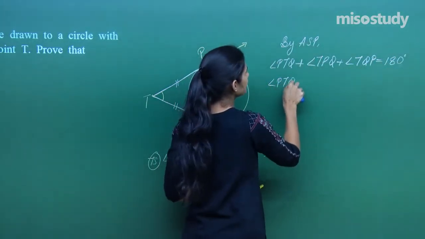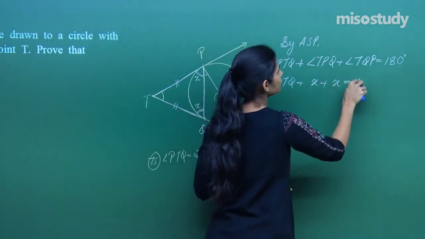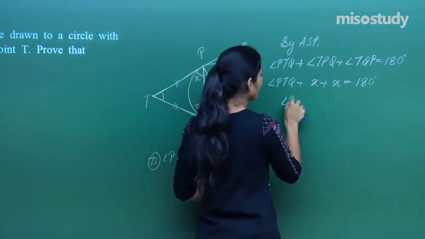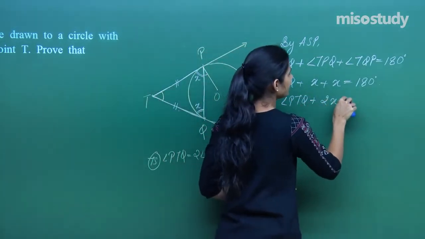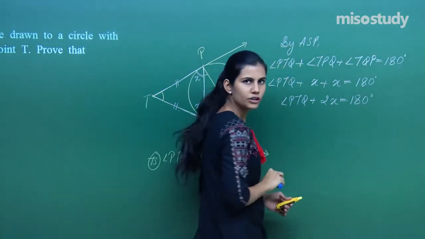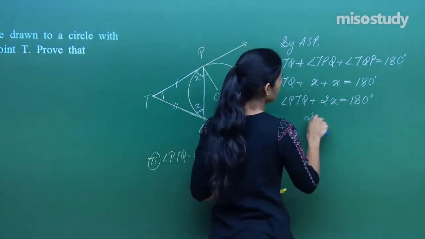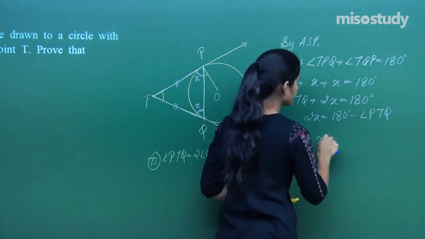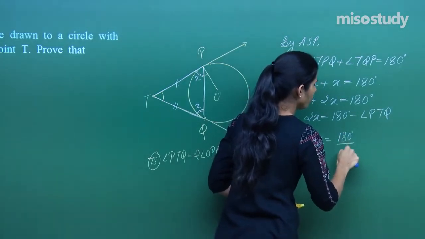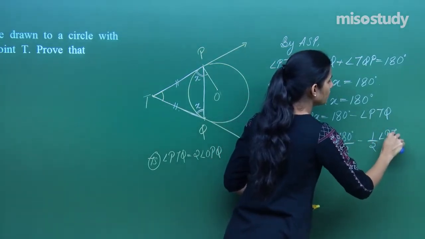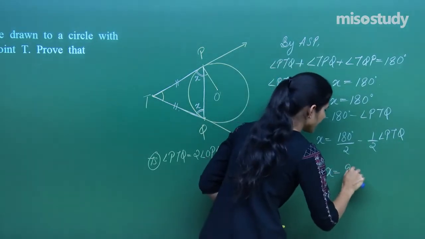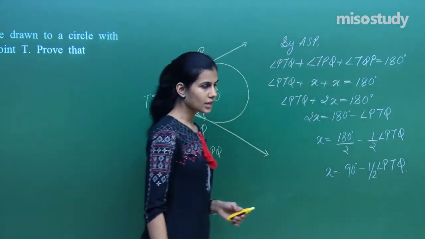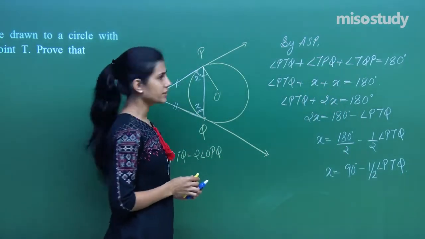Let this remain as it is. This is x and this is x because both are equal in measure. Angles opposite to equal sides are equal. So you have angle PTQ plus 2x is 180. Right? So what you have? 2x is 180 minus angle PTQ, or x is 180 upon 2 minus angle PTQ upon 2. So x is 90 minus half of angle PTQ. This is x.